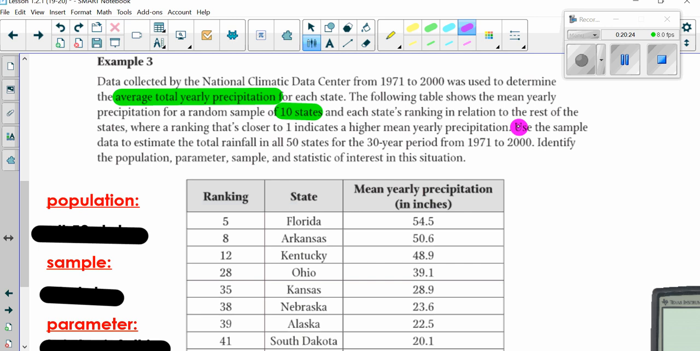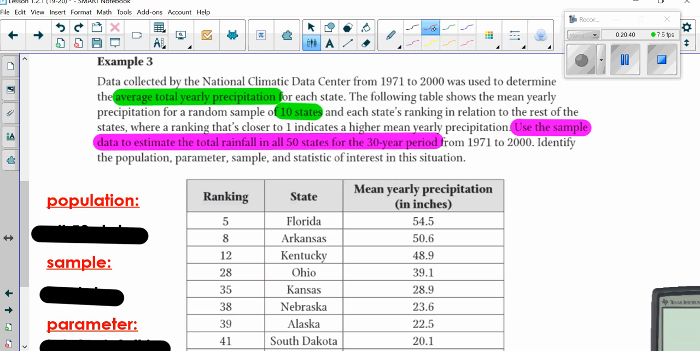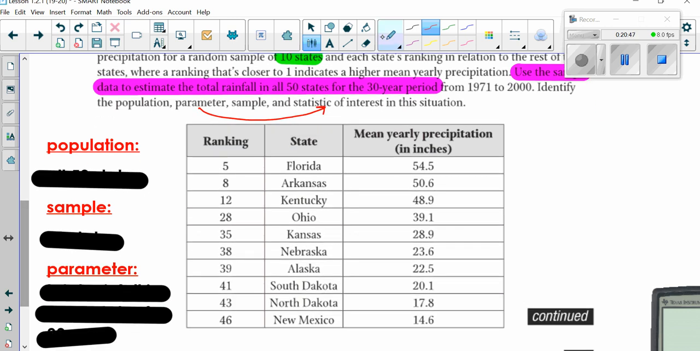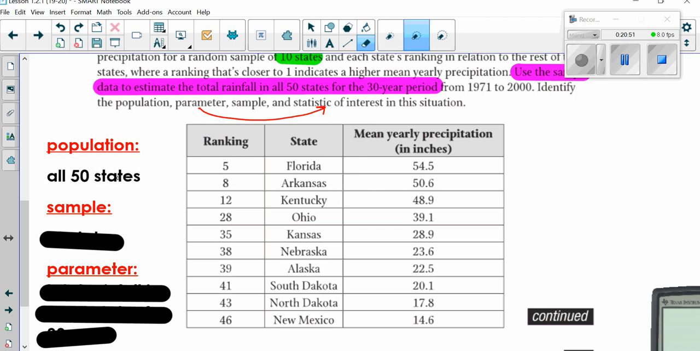It says use the sample to estimate the total rainfall in all 50 states for the 30-year period. That's what we're trying to determine. That's the parameter. Okay, identify the population, the parameter, the sample, and the statistic of interest. And again, that parameter is the statistic of interest. All right, so the population is all 50 states. We don't want to just say all states, we want to be specific. There's 50 of them, so it's all 50 states.